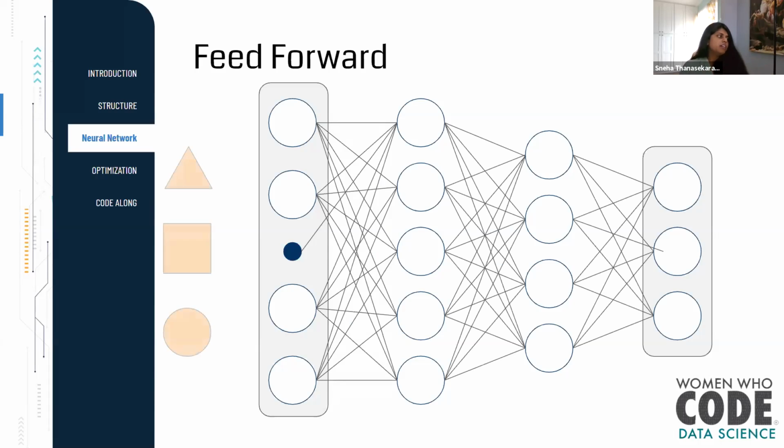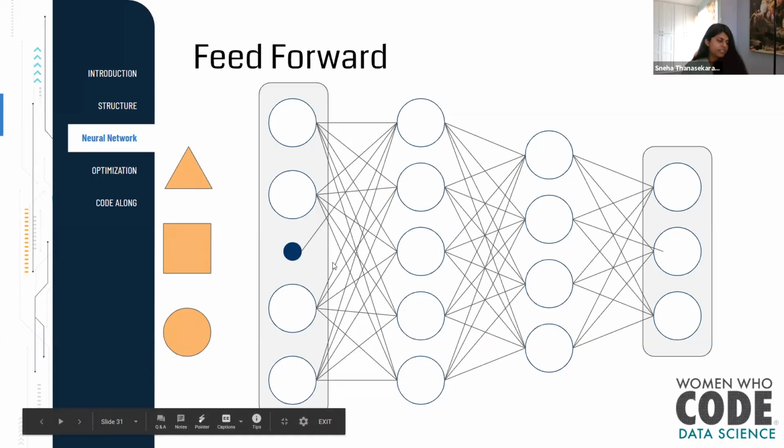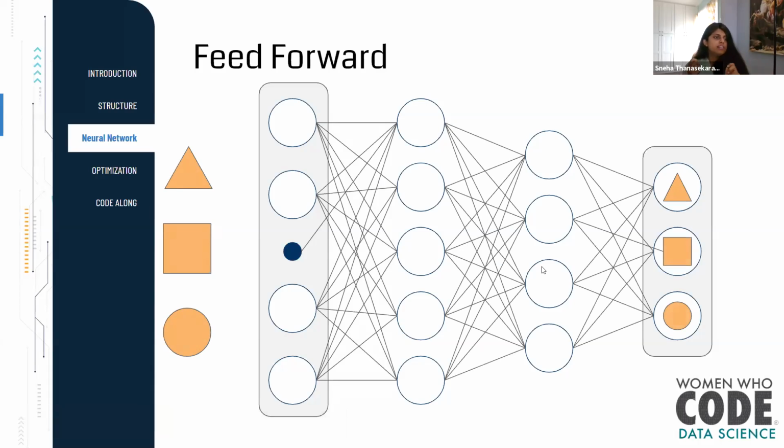And let's say we have a simple classification problem where there's an incoming image and we want to classify if that image is a triangle or a square or a circle. Now our inputs are the features of these images, and our output would be any one of these three classes: a triangle, square, or a circle.